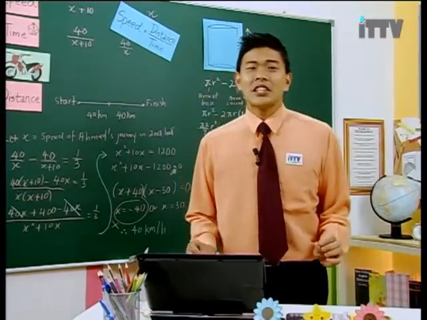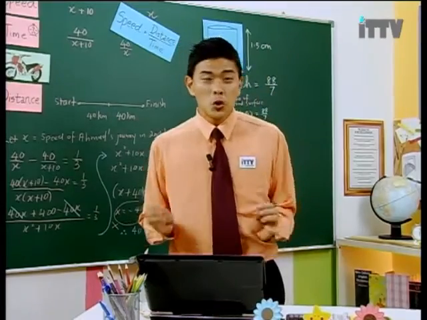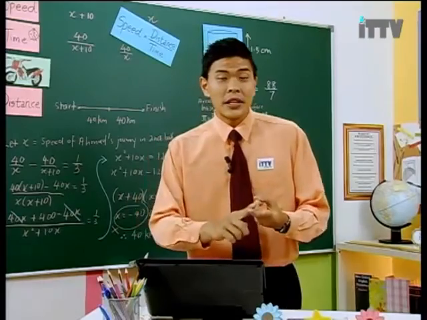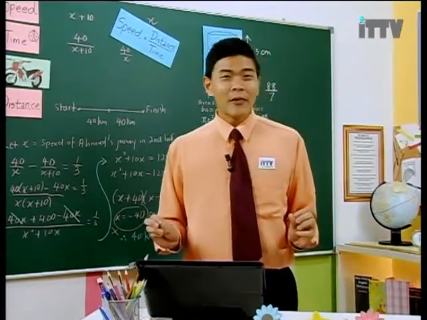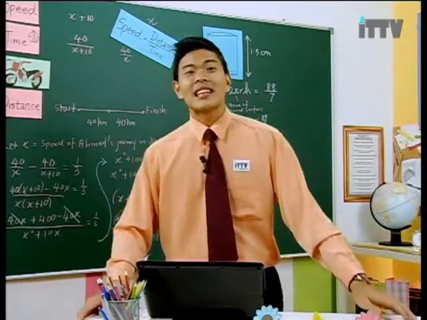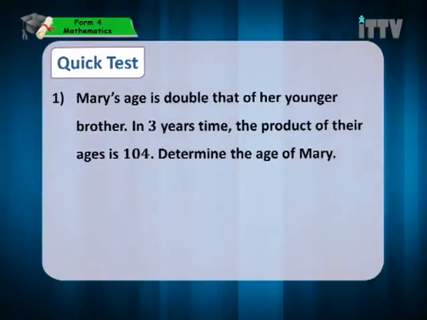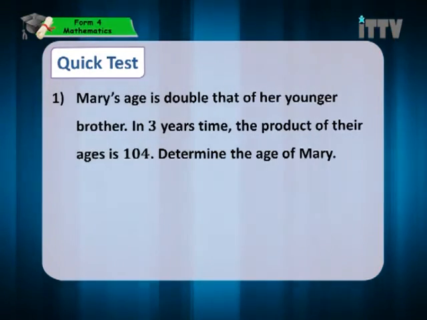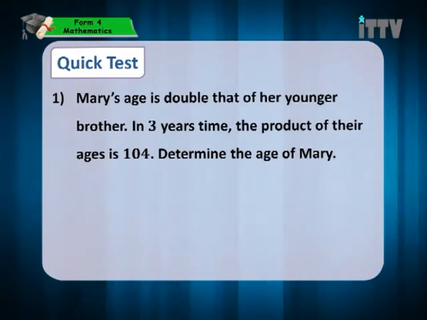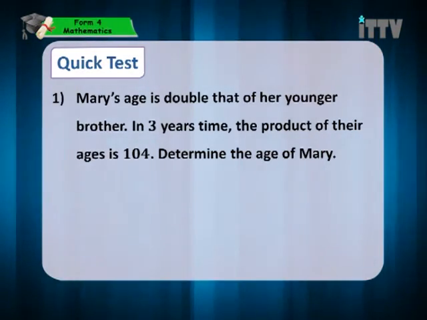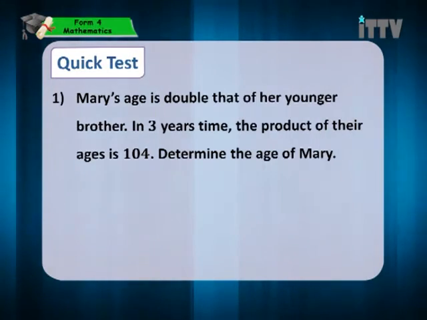So we have looked at two problems where the use of quadratic equations was involved to find the radius, and earlier on the speed. Now I want you to take on another problem and solve it yourself. And that brings us to our quick test segment for the day. Now, Mary's age is double that of her younger brother. In 3 years' time, the product of their ages is 104. Determine the age of Mary. Alright guys, I'll leave you some time now. We'll come back shortly to discuss it.